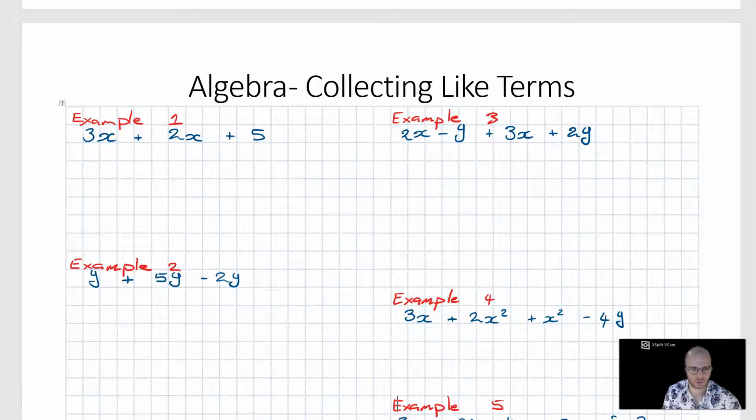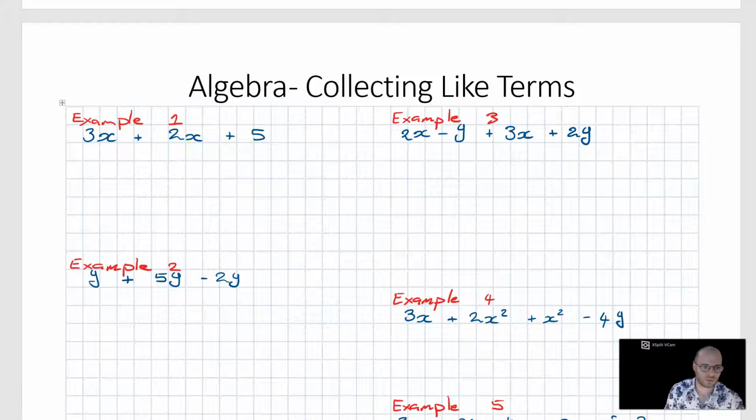Now, looking at example 1 here, we have 3x plus 2y plus 5. And the objective here is we want to do something called collecting like terms, or another way to put it, what we want to do is rewrite this such that we don't have repeated variables across the expression. So when we're looking at, say, 3x plus 2x plus 5, what we want to do is see it as something x plus 5.